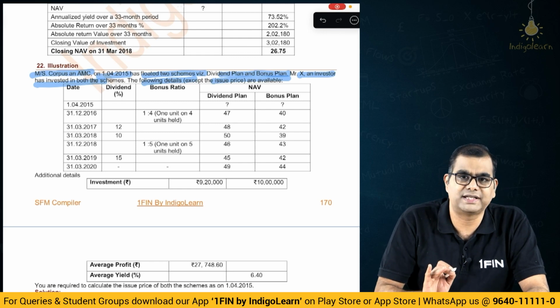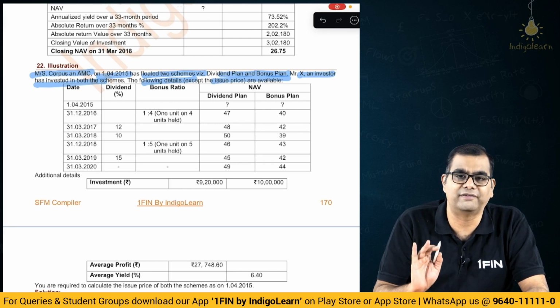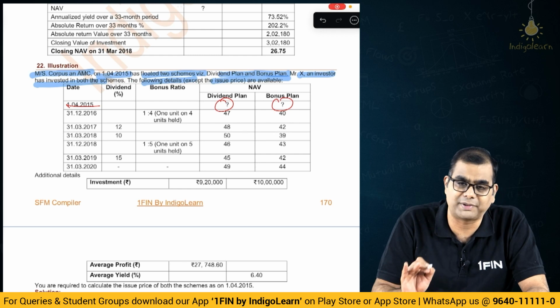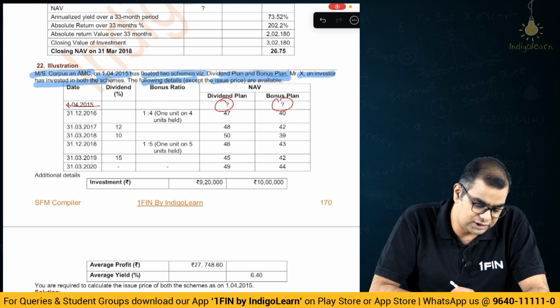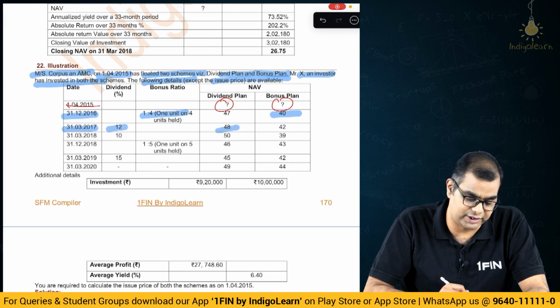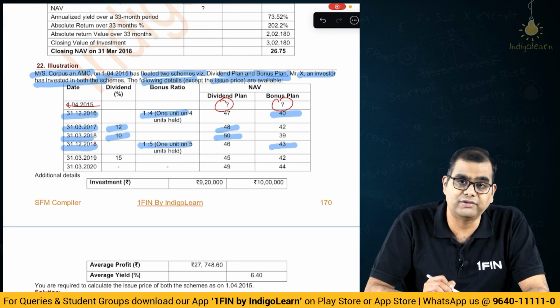Okay, so basically what they are saying is we don't know the issue price even though it was an NFO, a new fund offer. So on 1/4/2015, there was a dividend plan issue and a bonus plan issue. We don't know the issue price. Then on 31/12/16, there was a bonus of 1:4 when the bonus plan NAV was 40. Then on 31st March 2017, there was a 12% dividend on the dividend plan when NAV was 48. On 31st March 18, there was a dividend of 10% when the NAV was 50. On 31st December 2018, there was a 1:5 bonus issue when the NAV was 43.